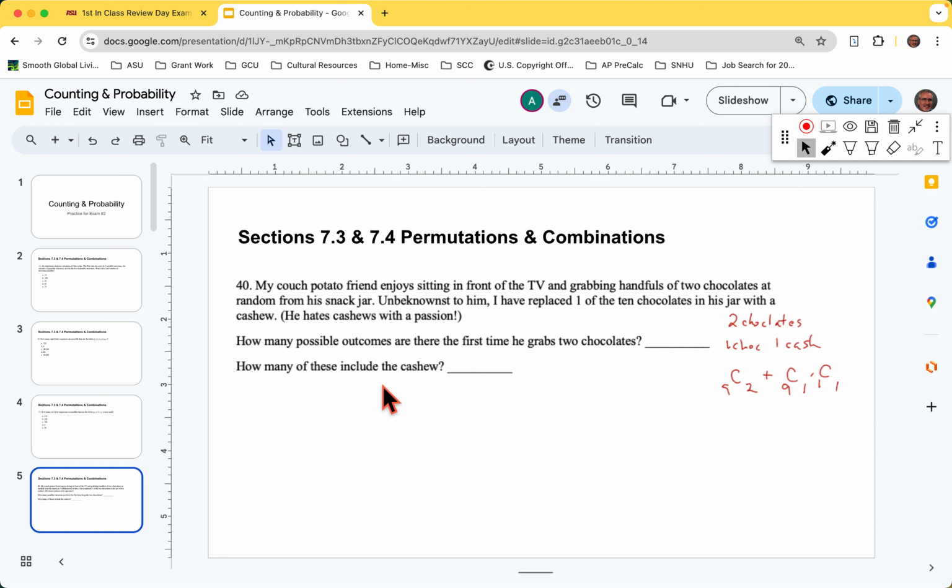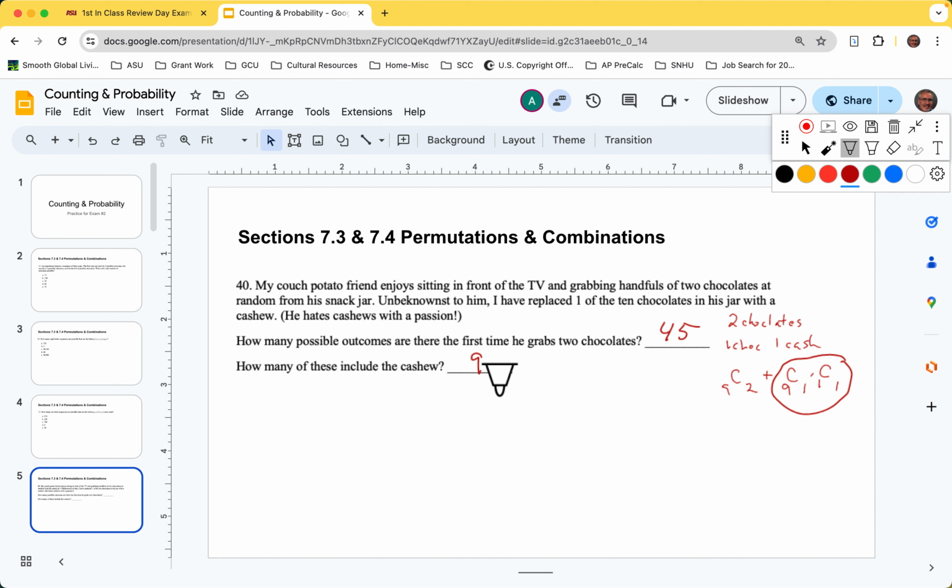Wait a minute. How many possible outcomes are there? So the possible outcomes when he goes in to do it is 45. How many of those include the cashews? So that would be just this. Maybe that's a reason why you might want to calculate them separately. But you'll see that 9 choose 1, there's 9 ways to do that. 1 choose 1, there's 1 way, so it comes out to 9. So the second answer is there's 9 ways that he would get the cashew. Is that pretty clear? Okay.